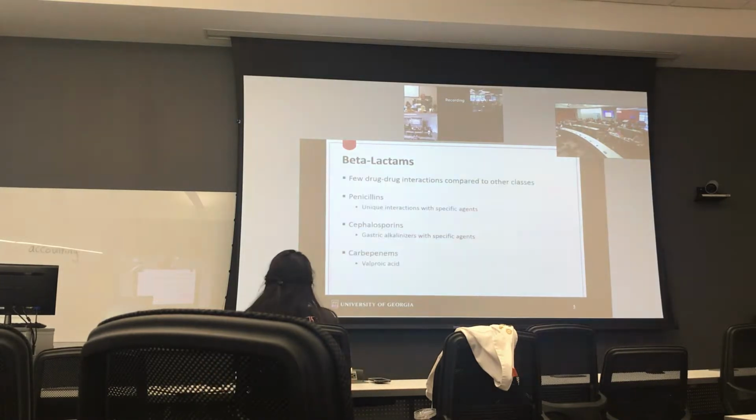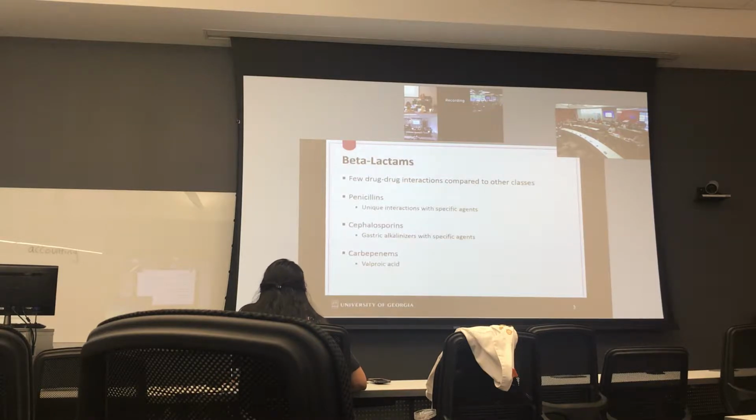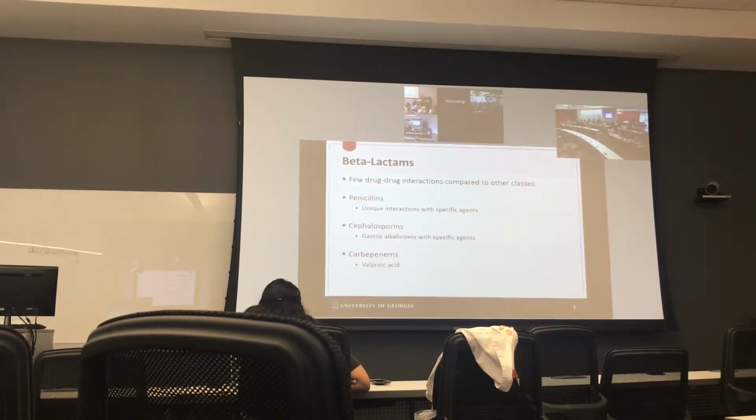So we'll start with beta-lactams, and we'll talk about penicillin, cephalosporins, and carbapenems. Overall, there are fewer drug-drug interactions with beta-lactams compared to some of our other classes of antibiotics. But with the beta-lactams, there are some specific interactions between specific agents in each of the classes. So they're not necessarily class-wide interactions like we'll see with some of our other antibiotics.